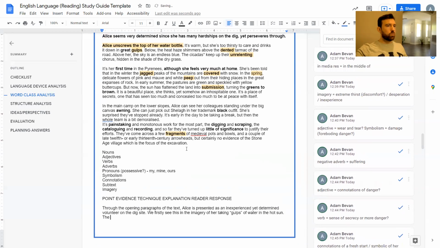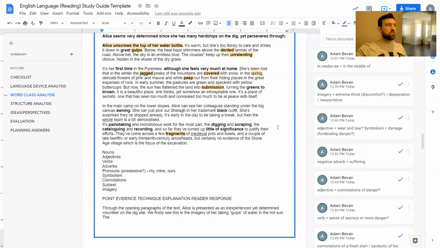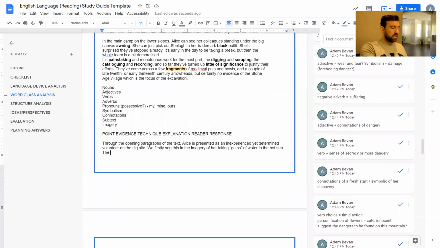Which one did I do for this? So I've talked about imagery. Yeah, actually I can do subtext here. The subtext, actually no, I think the symbolism. It's more that what the action symbolizes than what she means underneath it. So the symbolism of this action is that Alice is inexperienced because, that word because is always good as we go from technique and quote into explanation.